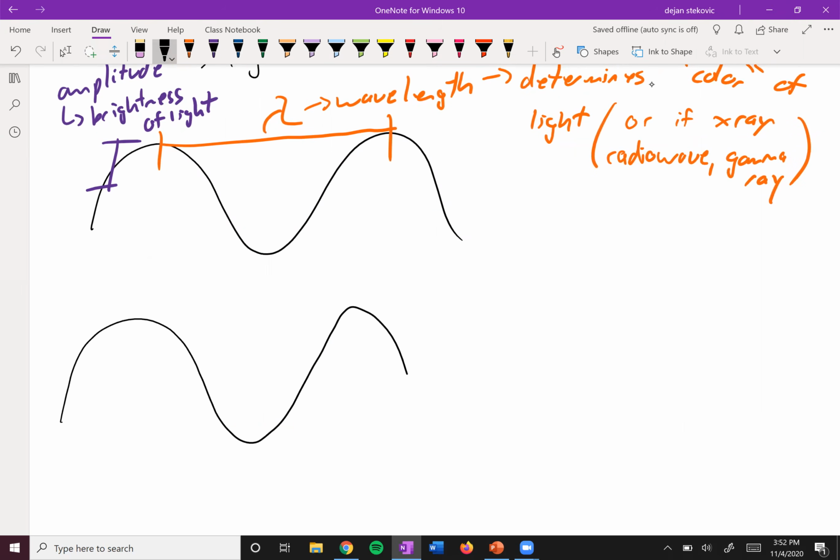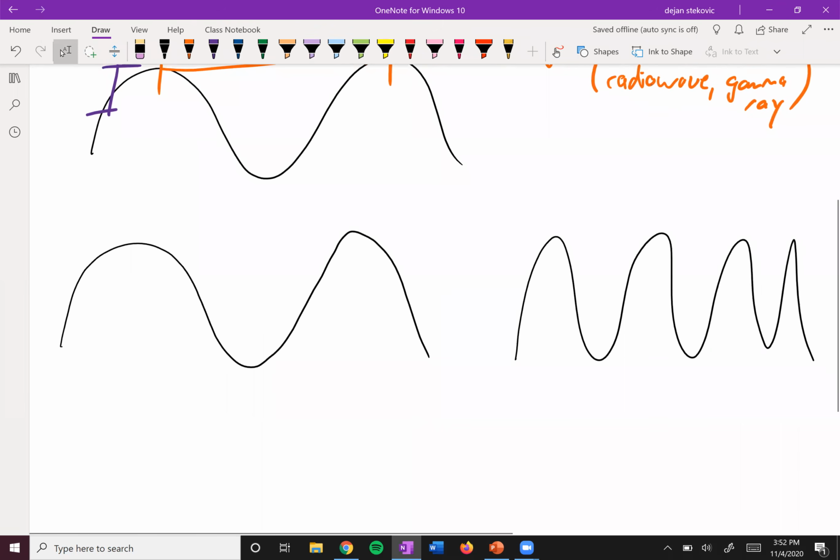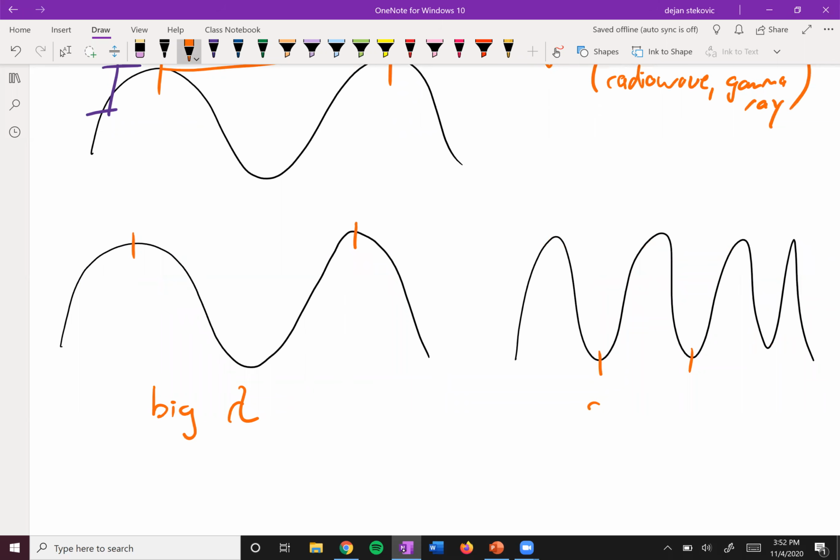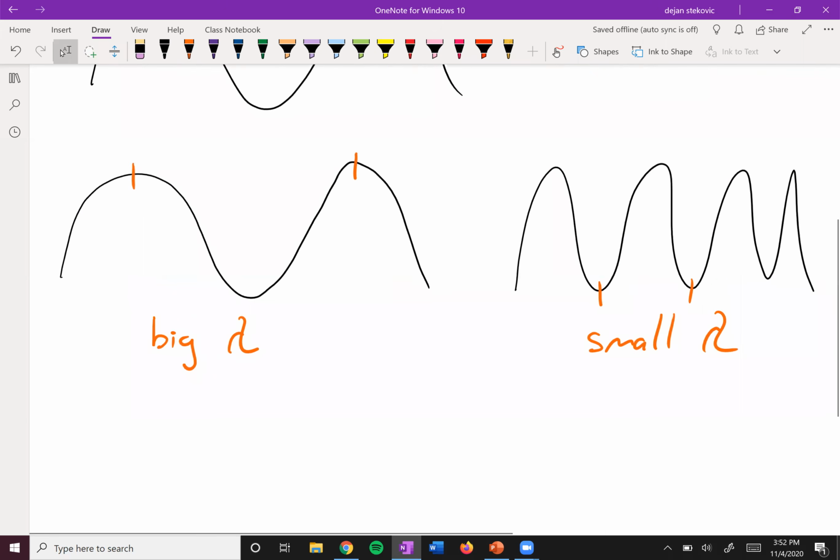So for example, we could have a wave like this, or we could have a wave like this. We can see that this wave has a big wavelength, whereas this wave has a much smaller wavelength. And we say that these big wavelength ones are low energy light, and these small wavelength ones are high energy light.